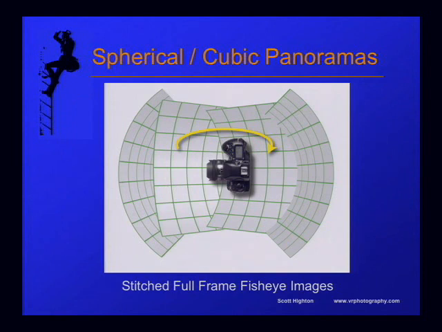The option that I really like now is to use the full frame fisheye lens and to basically stitch these images together. And instead of shooting a dozen images around in a circle, I only need to shoot six images. And then if I need to be able to look straight up and straight down, I can also shoot the zenith shot and the nadir shot.